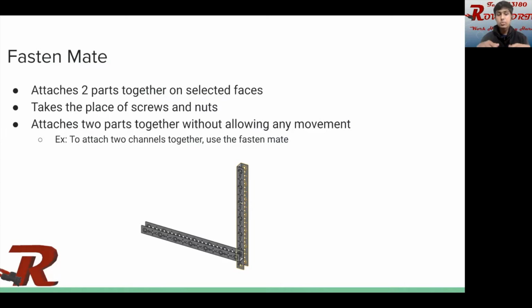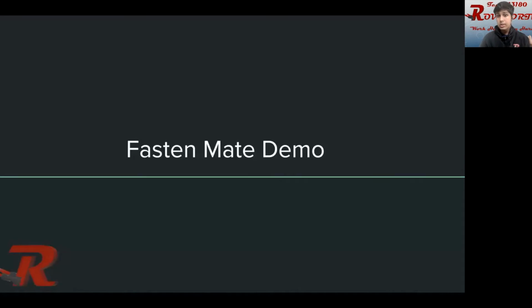This is why you won't have to put multiple screws or multiple Fasten Mates. So basically, Fasten Mates attach 2 parts together with no movement, just like screws and nuts. To attach 2 channels together, use the Fasten Mate. That's an example of how you use it in real life compared to how you would use it in Onshape. If you want to attach 2 channels together, you could either use 2 or more screws or the Fasten Mate. Now we'll have a demonstration of the Fasten Mate.